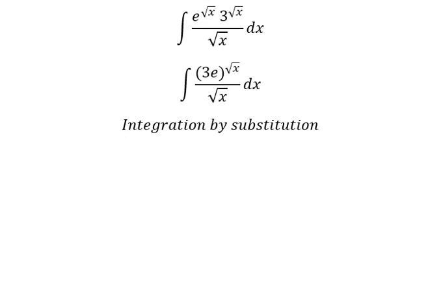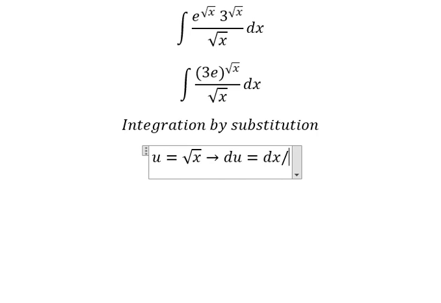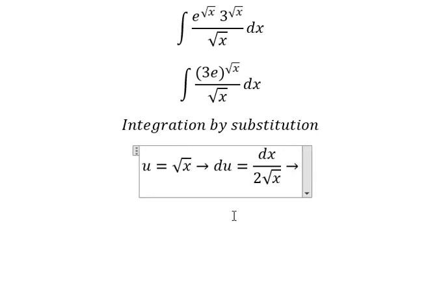So I will put u equals the square root of x. Later we take the first derivative of both sides, and we have dx over 2 times the square root of x. Because we don't have the number 2 in here, we need to move the number 2 to the left.